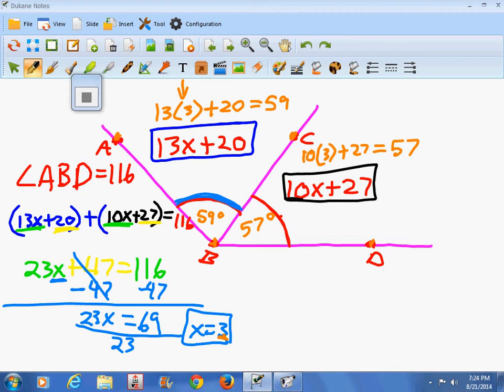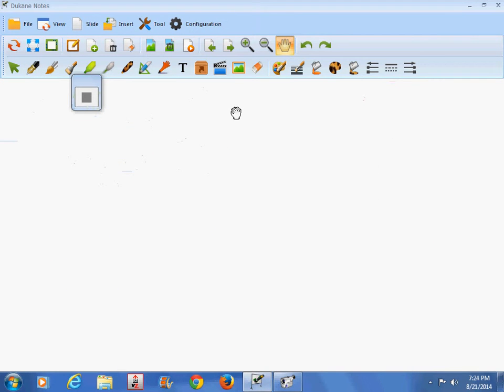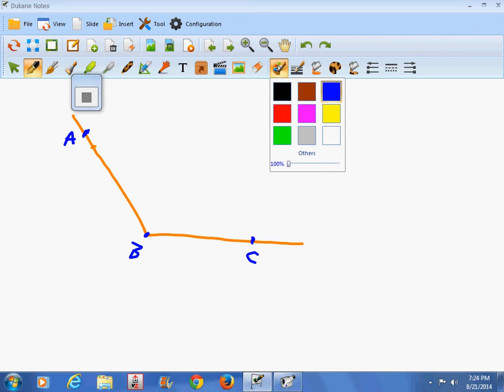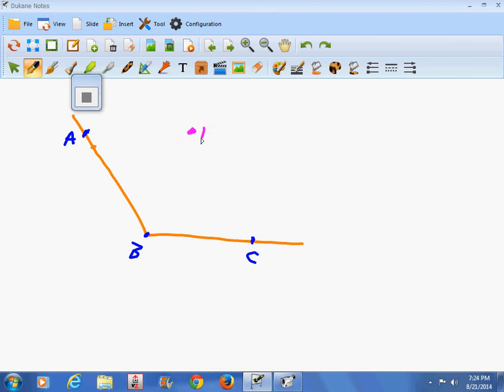Now, what if we're given a problem to where we have an angle, and let's just say that that angle is like this. Now again, it may not be drawn to scale, but I'm trying to make it big enough for you to see. Okay, we have again point A, B, and C. Right? And then we have point D somewhere out here that bisects it. Okay, splits it in half.